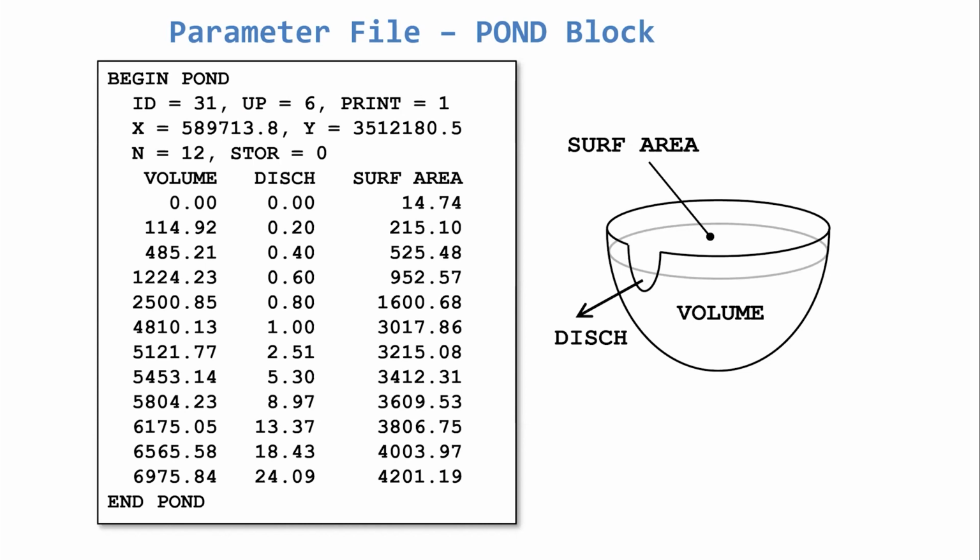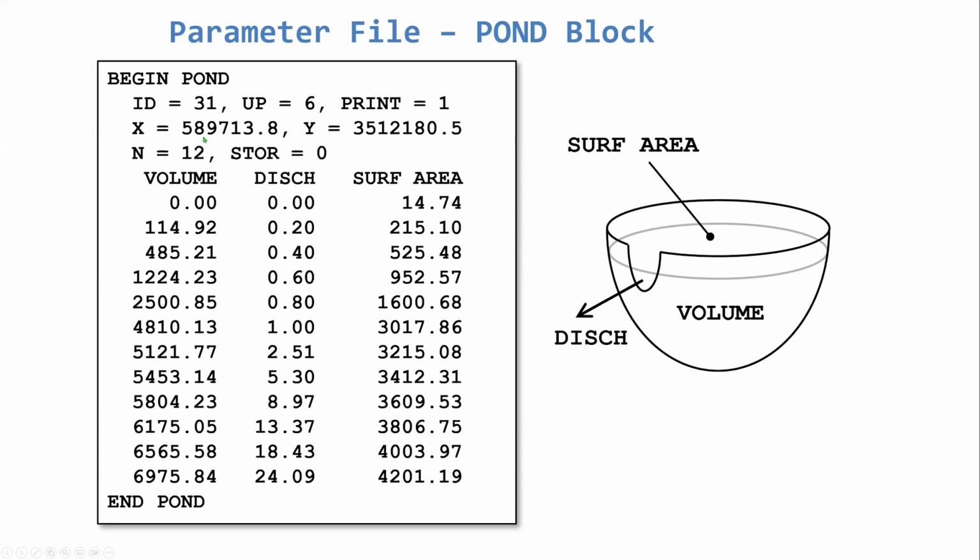We have a pond block, or a pond element, as well. Basically you need a relationship between the surface area and volume as a function of how deep the water is in the pond. This is typically done with a field survey, or we found that you can do this with good LiDAR. So again, that's got a number. It's getting inflow from element number 6. We're going to use the simple print option.